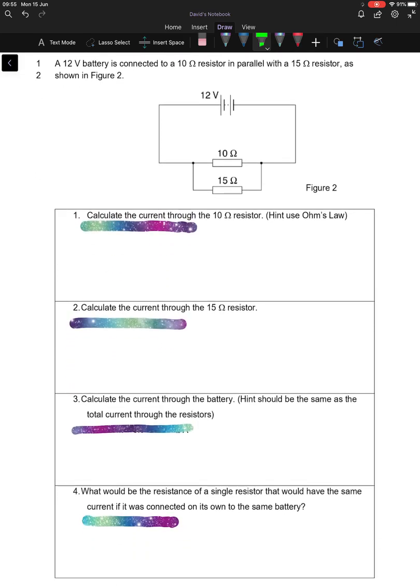Good. Right. On to the next questions. So hopefully you've had a go at these two. Calculate the current through the 10 ohm resistor. Use Ohm's law. So remember, calculate the current, which is I. So I equals V divided by R, because remember, Ohm's law is V equals IR, so it's rearranged.